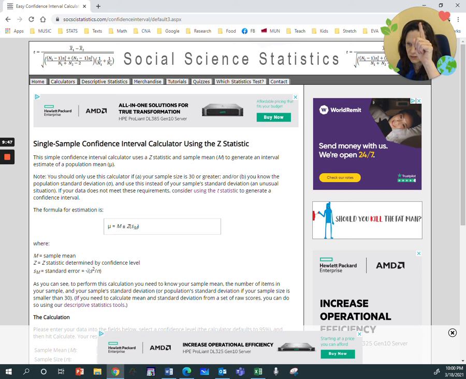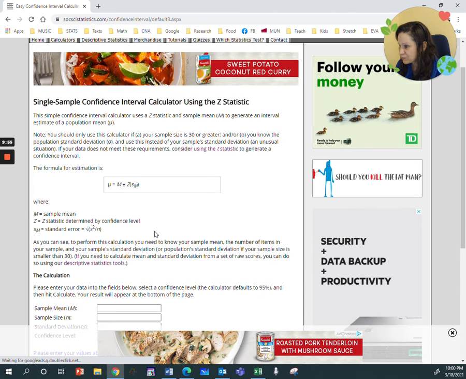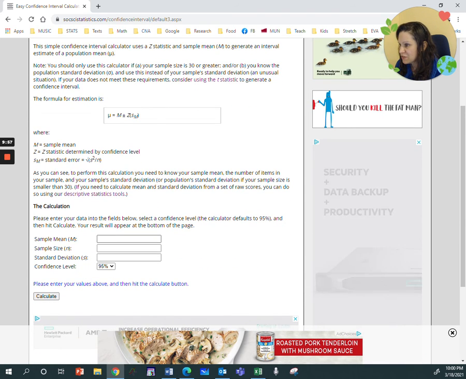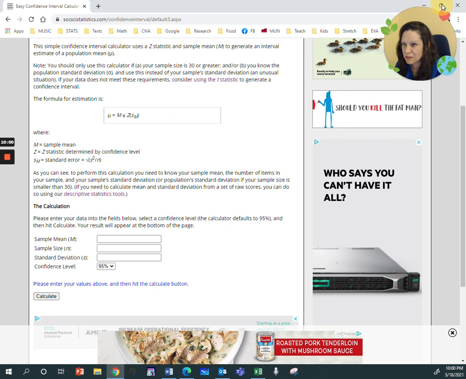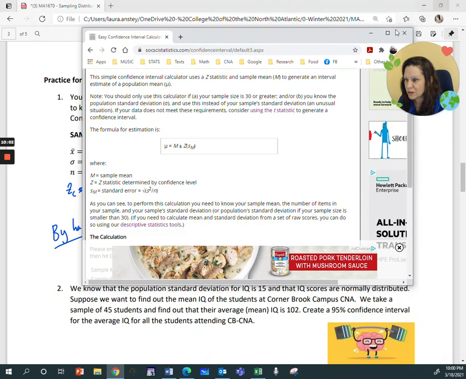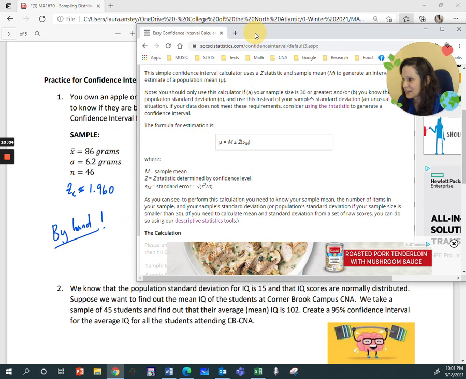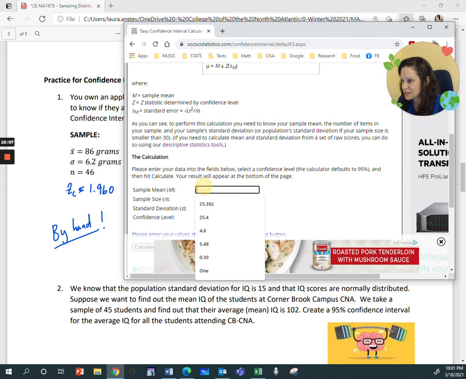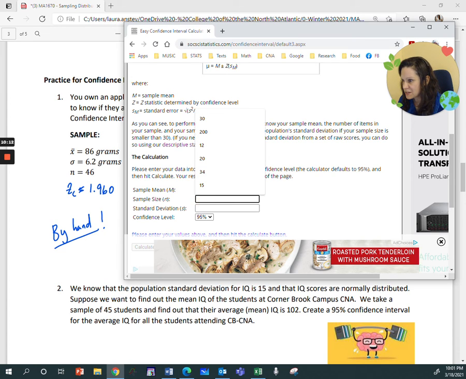So what do you need to have? Sigma. And here, look, they give you the formula. Aren't they lovely? Let's put in our information, the sample mean. You would think that I would have that remembered. Sample mean was 86. Sample size, how many apples? 46. How do you like them apples? And the standard deviation, don't worry that it says S. It's sigma, 6.2.